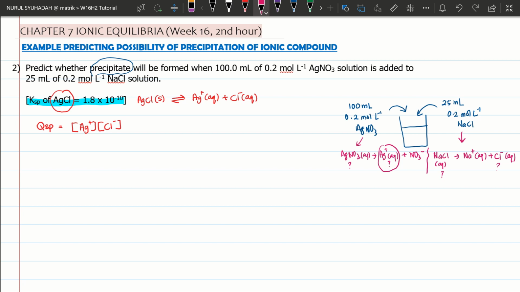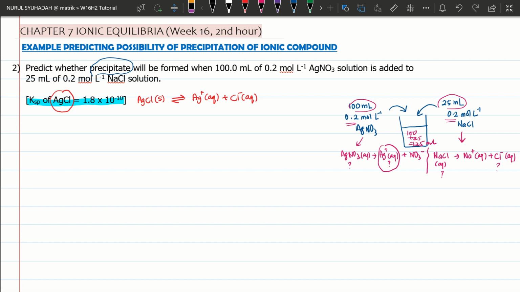Once you have this rough idea, okay, jadi apa yang awak kena buat? Kita kena carilah berapa concentration Ag plus dengan Cl minus. Concentration yang ada dekat sini ni tak boleh pakai. Sebab apa? Kita dah ada volume yang baru. So 100 tambah 25, kita ada dekat sini 125 ml. Once the volume change, the concentration will change.